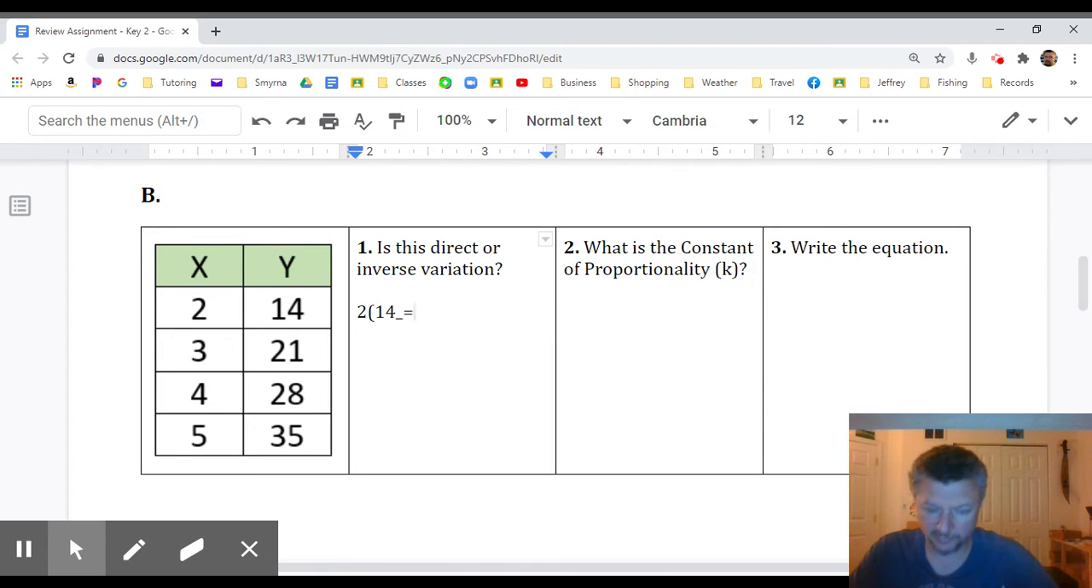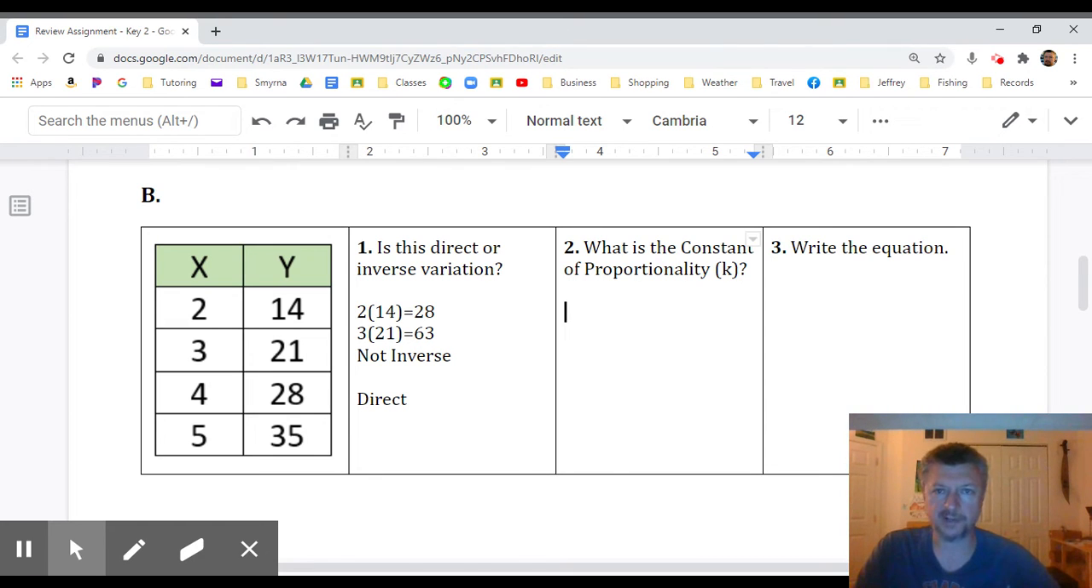Okay, here we go. 2 times 14 is 28. Now, if 3 times 21 is 28, then we have inverse, but it's not. 3 times 21 is 63. So that's not inverse for sure because x times y isn't the same every time. Not inverse. So it has to be direct because I'm only giving you 2 different types. It doesn't have to be direct normally, but we're going to have one or the other on the sheet and the quiz.